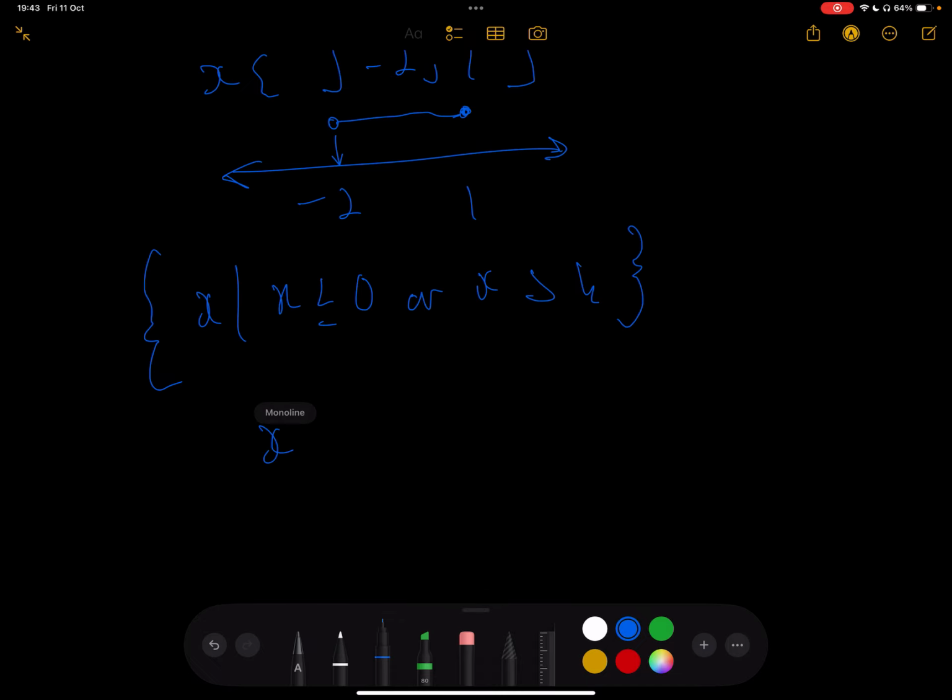So here we'd write x is an element of negative infinity to this parameter, or this parameter to infinity.